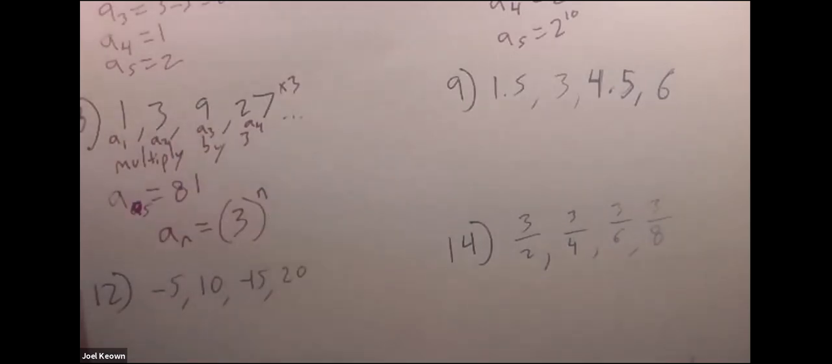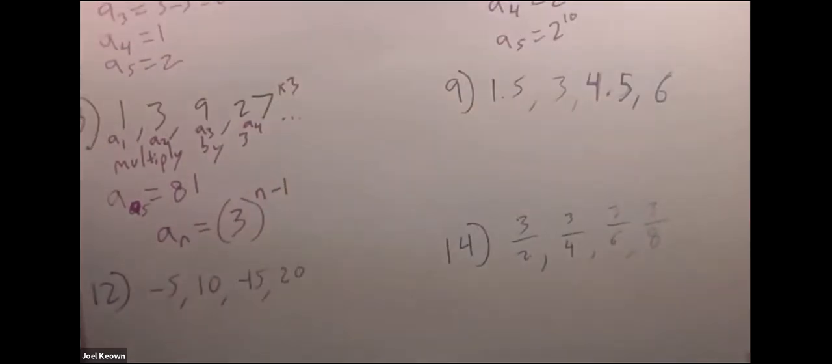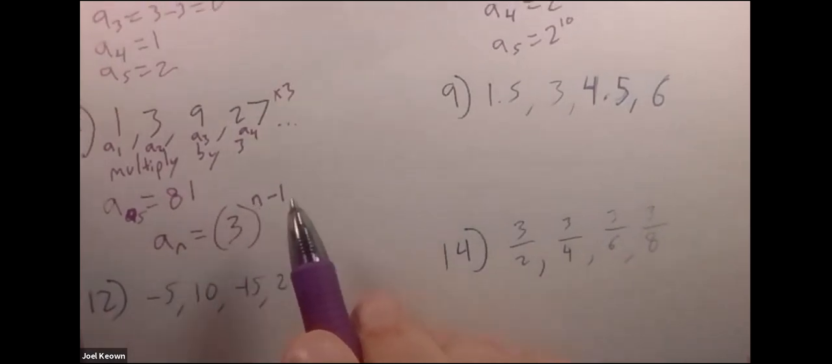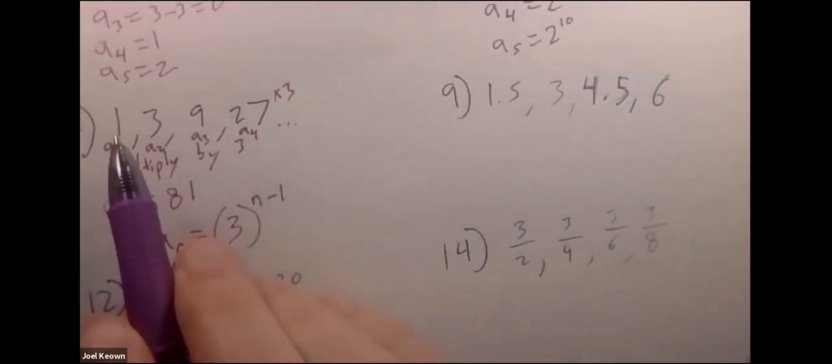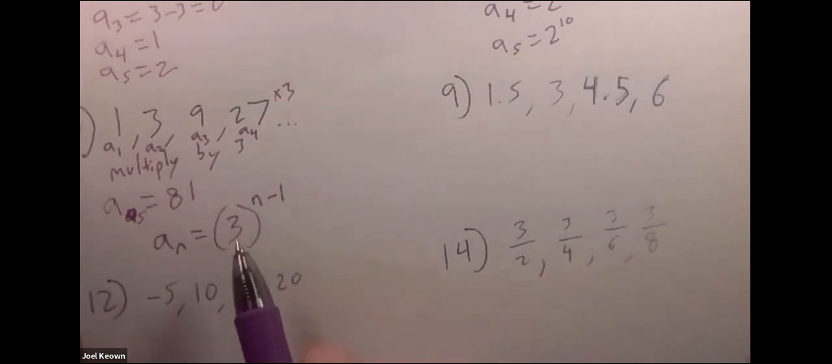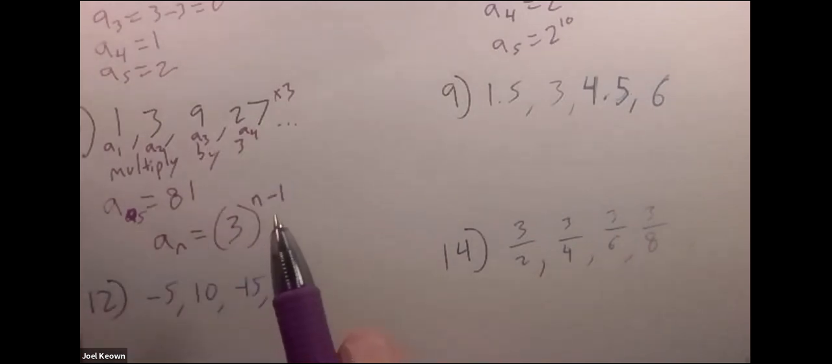I want to be able to back it up one term. So this is what I'm going to do. I'm going to say n minus 1. Well, now if I plug 1 in, 1 minus 1 is 0. 3 to the 0 is 1. If I plug 2 in, 2 minus 1 is 1. 3 to the first power is 3. And then I can keep plugging those values in for n, and it gives me the correct numbers. So that's the correct rule.